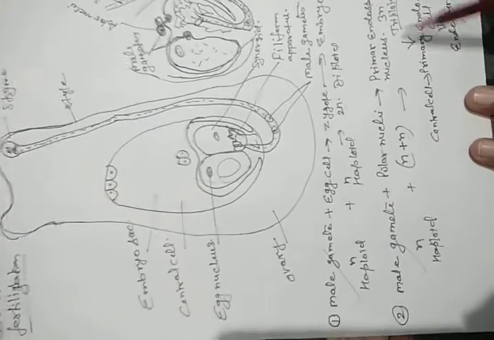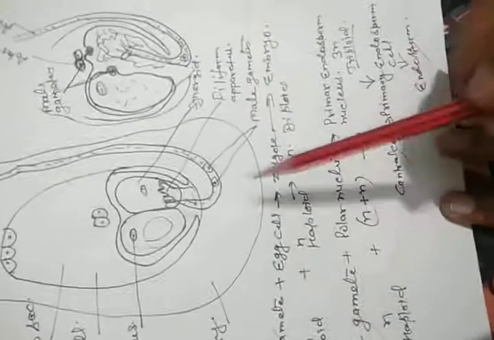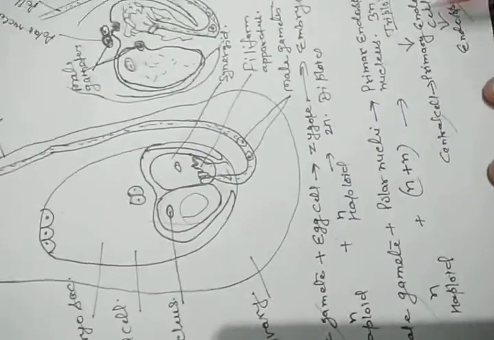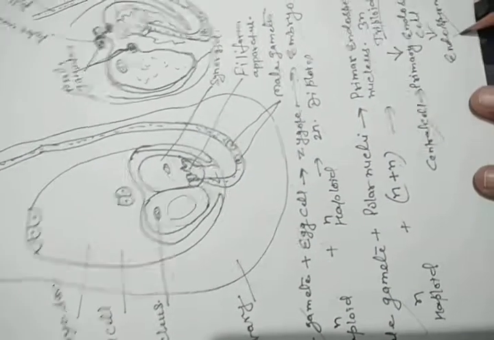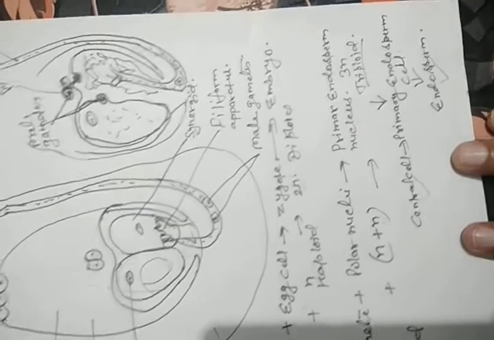And finally, after the primary endosperm nucleus forms, the central cell changes into the primary endosperm cell, meaning this complete central cell changes into the primary endosperm cell, and the primary endosperm cell finally develops to form the endosperm. This is how endosperm development occurs.